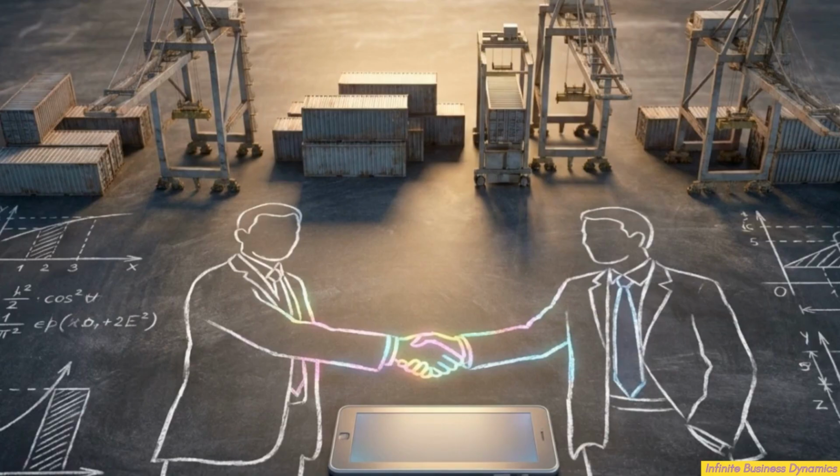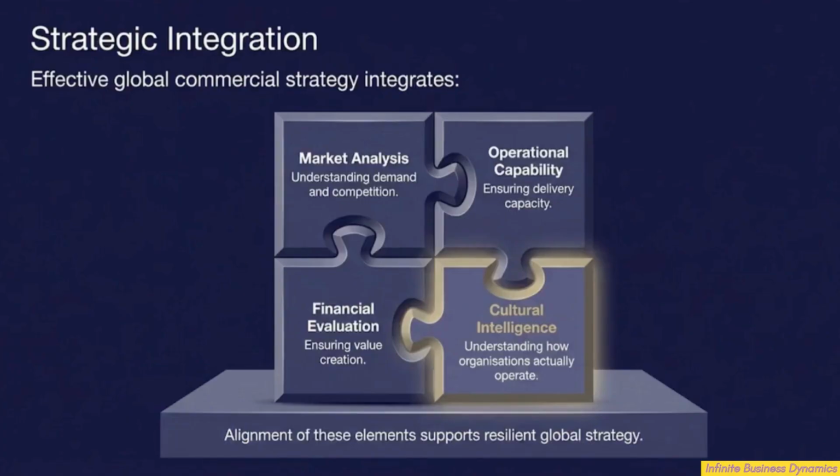This demonstrates that a complete commercial strategy requires integrating multiple disciplines. The puzzle pieces of market analysis, operational capability, and financial evaluation form the core. But the system remains incomplete until the final piece, cultural intelligence, locks into the formation, ensuring the structure won't fracture.